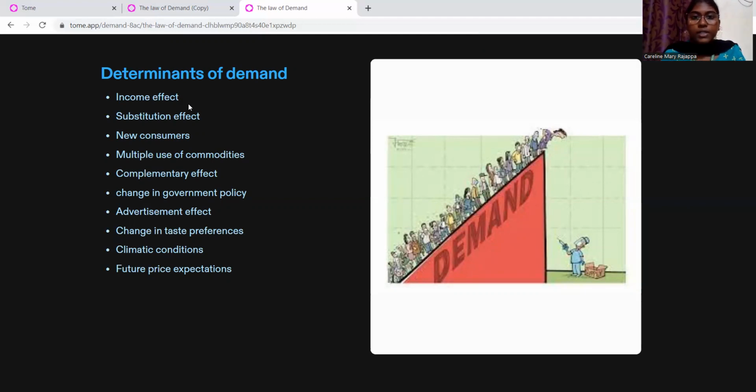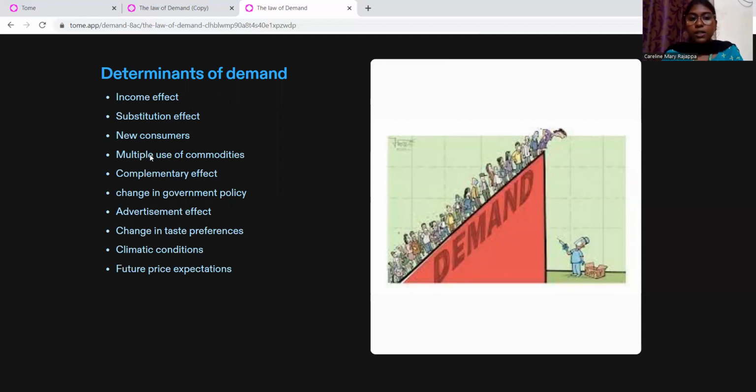The substitution effect is like, if you go to a market and you don't find the particular chips packet that you desire, you take another one. That explains the substitution effect. And new consumers: when a product is newly launched in a market, people get more attracted to that particular product.